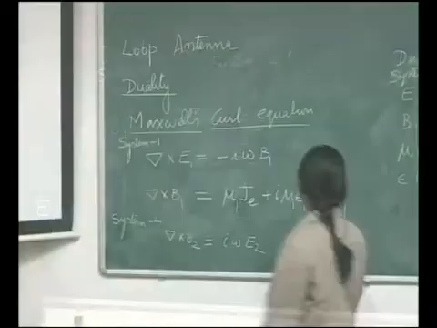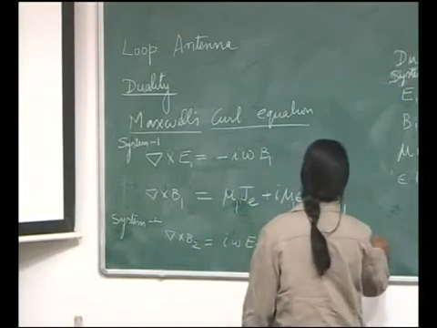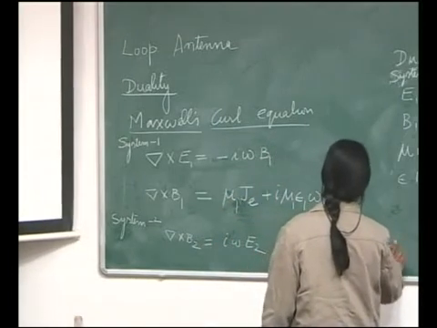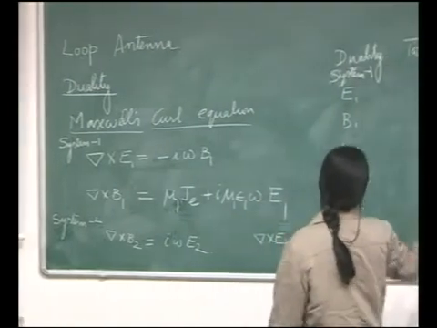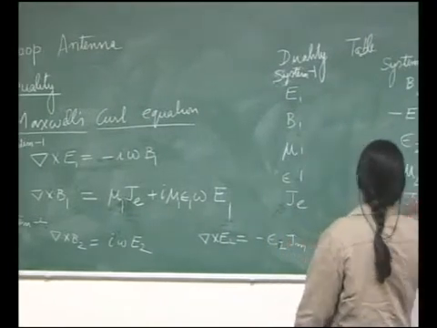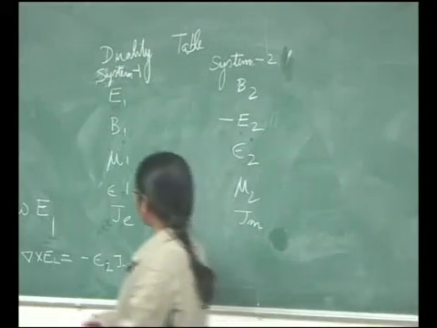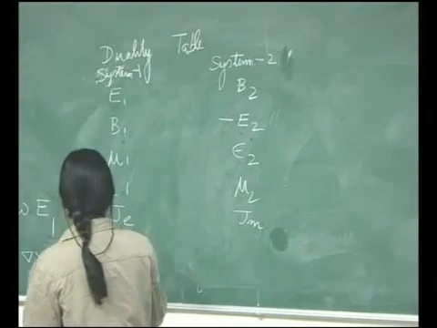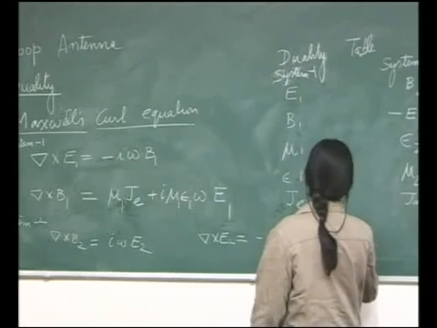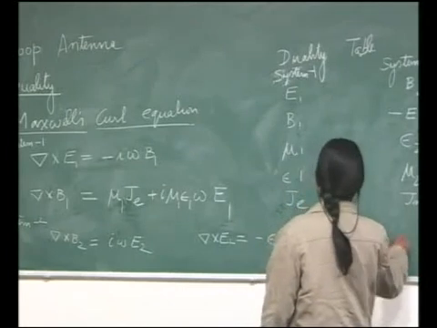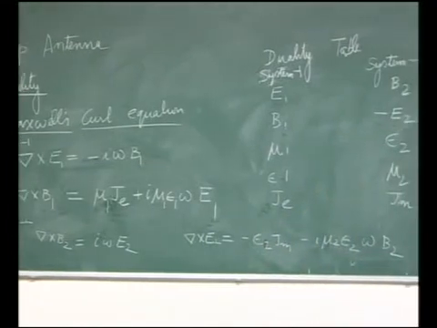So I will have here del cross E2 is equal to minus epsilon 2 Jm. I should have written here Je will become Jm, one more parameter. If you have electrical current in the first medium, in the second medium it will become magnetic current, minus E2 Jm and minus i mu 2 epsilon 2 omega B2. This is the second equation. I have taken the negative sign here.